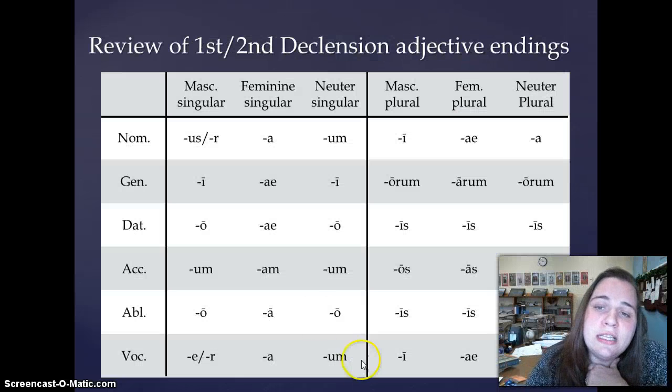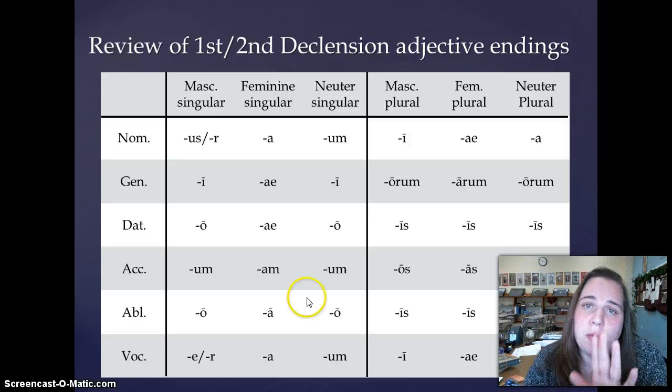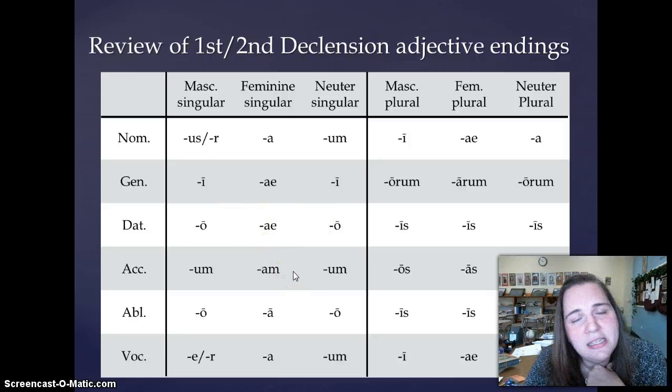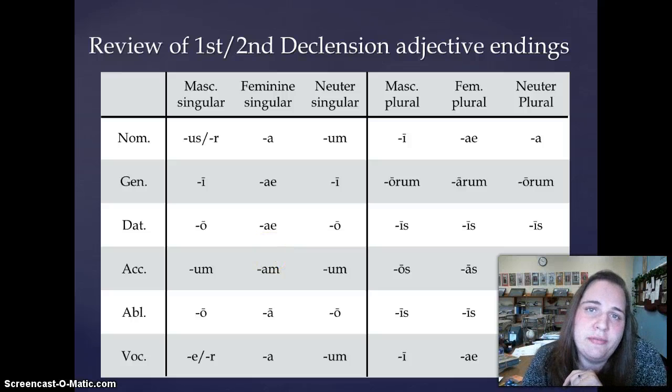Now, here is just a review of the first, second declension adjective endings. And in fact, I want you to push pause and write down these endings in your notebook so you have a nice, clear review chart of how you decline the adjective. Okay, so why don't you push pause? I'll just sit here and hum to myself.